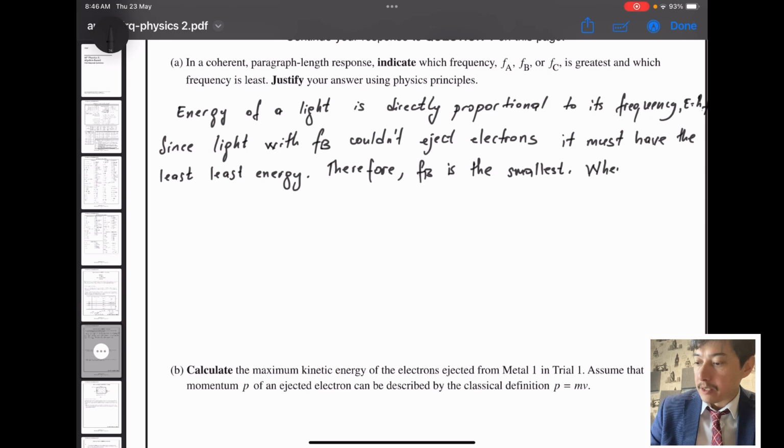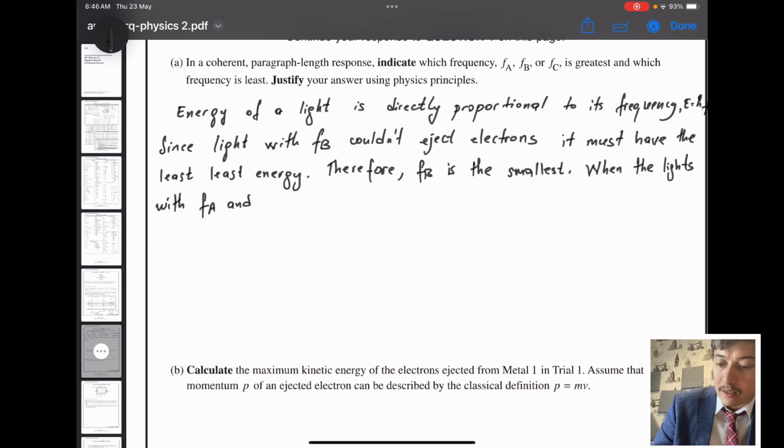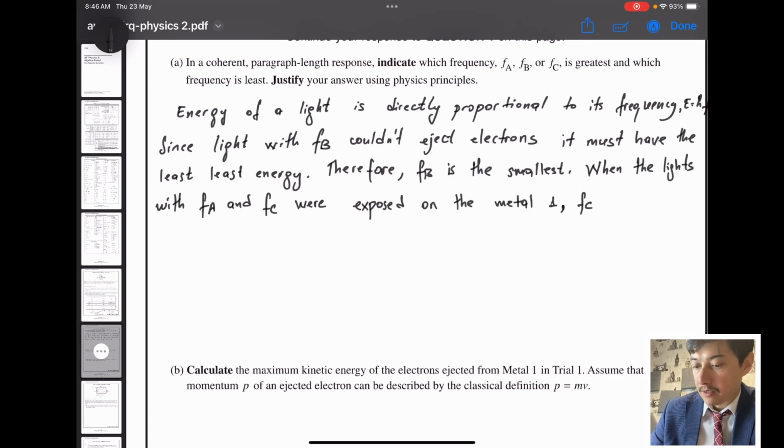So when we say the lights with Fa and Fc were exposed on the metal one, Fc resulted in lower minimum de Broglie wavelength.